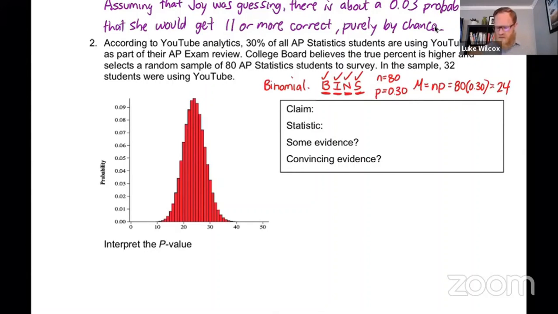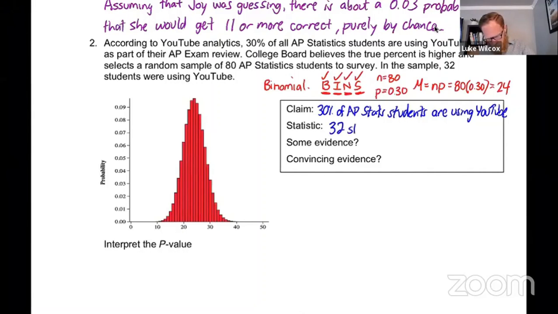The first question says, what is the claim that we are trying to find evidence against here? Well, the claim is the YouTube claim that they made right up front, which is that 30% of AP Stat students are using YouTube. And the College Board wants to try and collect some evidence against that claim. So they did, and that's where we get our statistic, which is the observed outcome from the sample survey. And what we got there was that there were 32 students that are using YouTube.